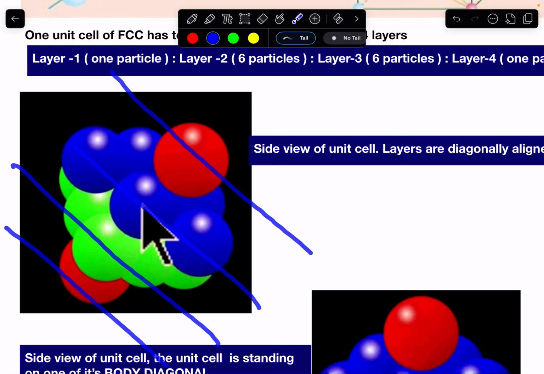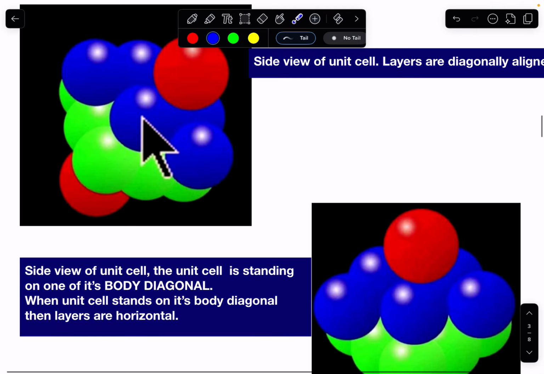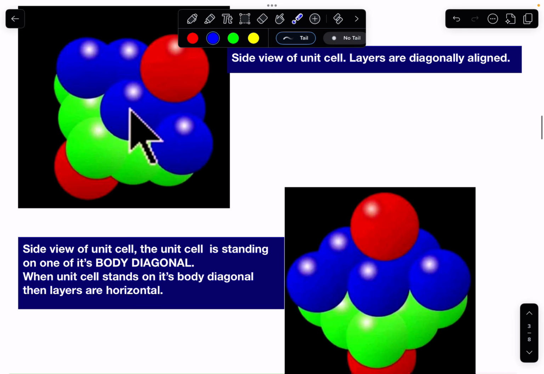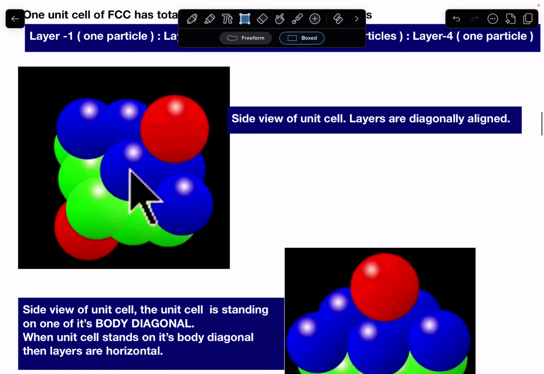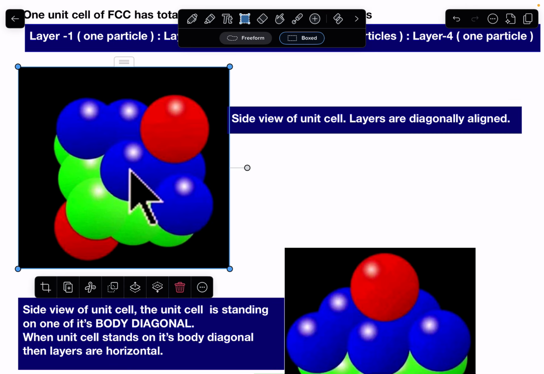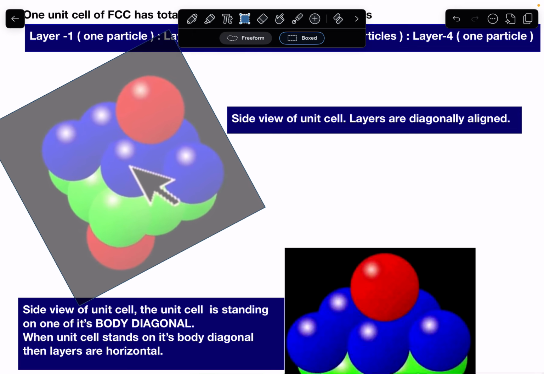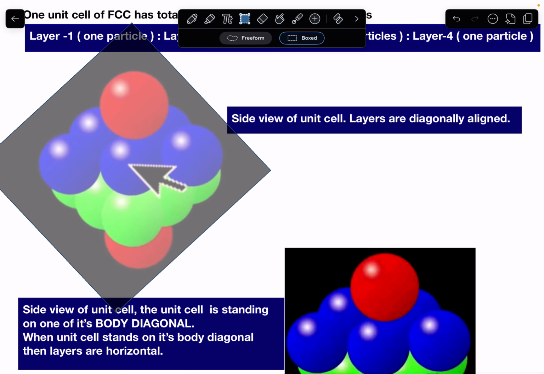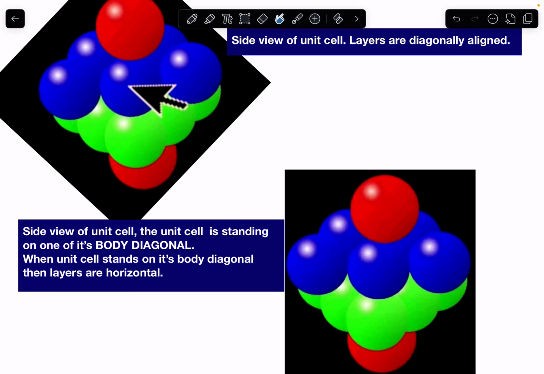Layers are diagonal. So totally here 1 plus 6 plus 6 plus 1, we have 14 particles. These 14 particles belong to 4 layers. And if the unit cell is lying or standing on one of its body diagonals, for example, if you turn the unit cell like this, you are going to get an arrangement like this.